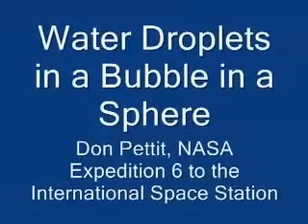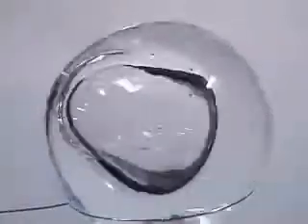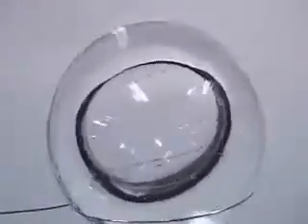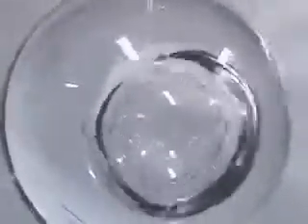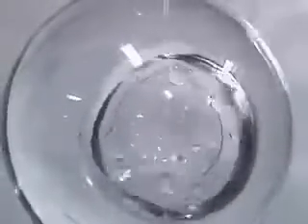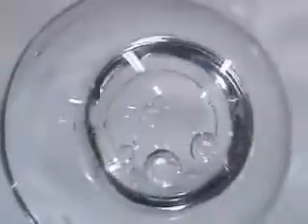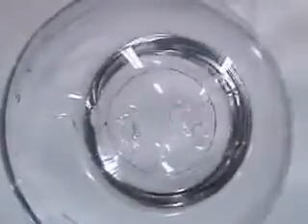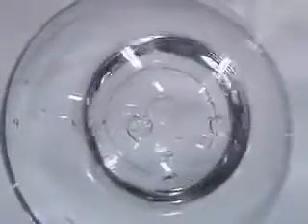Water droplets in a bubble in a sphere. Here we have a sphere of water 75 millimeters in diameter with an air bubble inside about 35 millimeters in diameter, and we inject water droplets anywhere from 1 to 8 millimeters in diameter into the bubble and look at the resulting collision dynamics where they collide with each other and the walls.